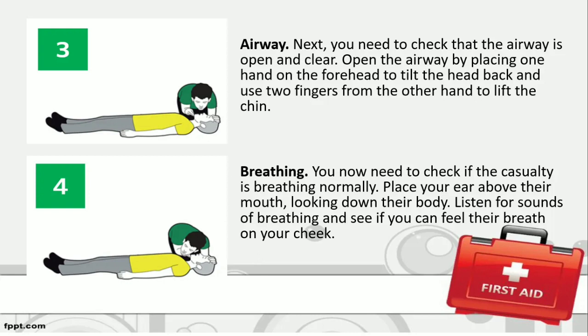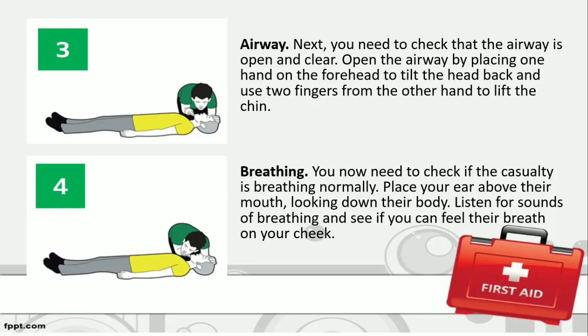Next is the airway. So you need to check that the airway is open and clear. Open the airway by placing one hand on the forehead to tilt the head back, and use two fingers from the other hand to lift the chin. Since we are all familiar with the head tilt, chin lift, and jaw thrust methods, the purpose of these methods is to open and maintain a patent airway or to relieve a partial or total airway obstruction.